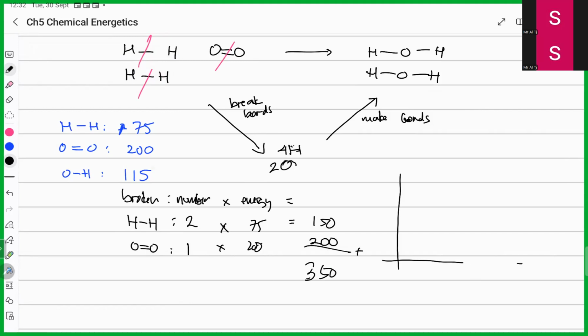Previously, when we talked about the pathway diagram, from the reactant, our energy is going to increase by 350. And we have the transition. Here is the reactant: we have 2 hydrogen plus oxygen. The transition here is 4 individual hydrogen and 2 individual oxygen.